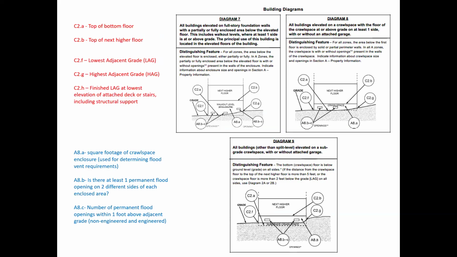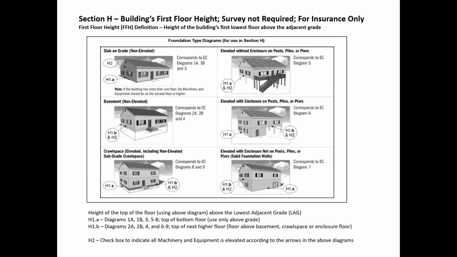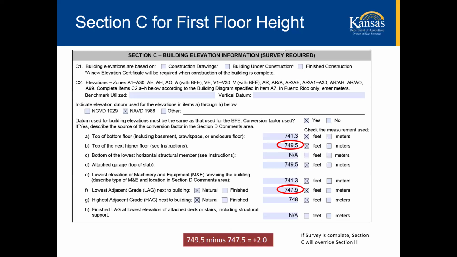And so in section A, A8A and A8B, you have the information about the flood openings. Again, section H and I are just for insurance policies. So either you or the property owner can fill that out, and it just kind of verifies where the first floor above grade is on their structure. And then the risk rating engine and the insurance person works with them on that.